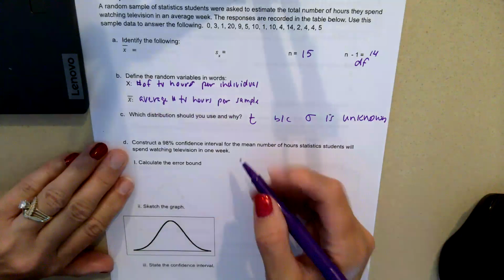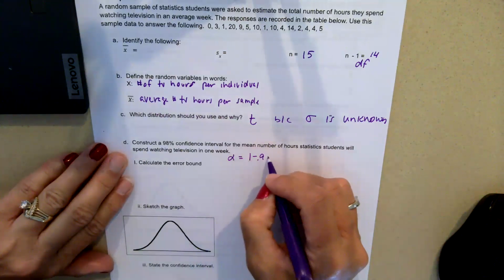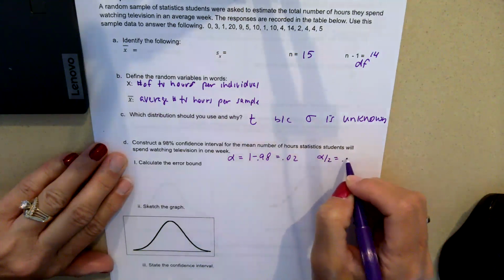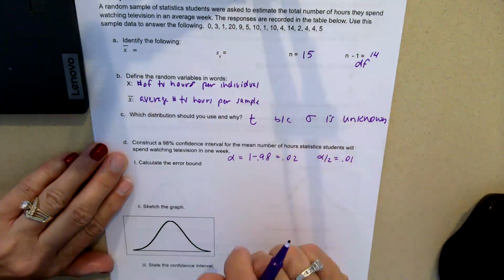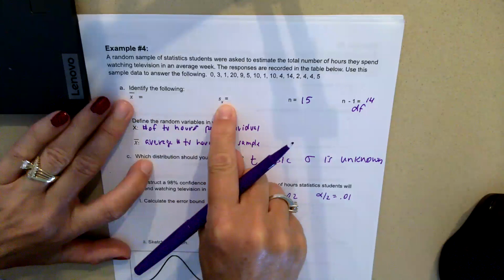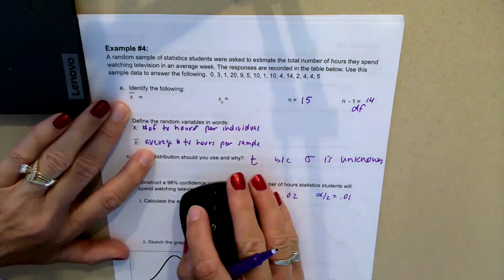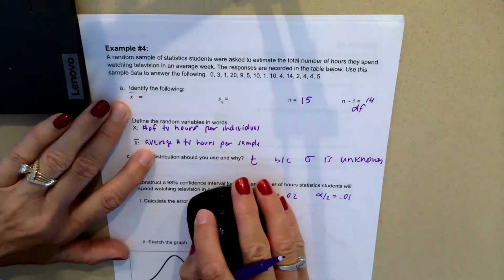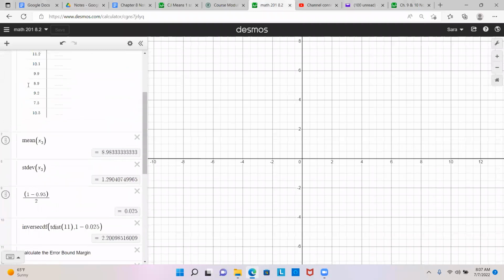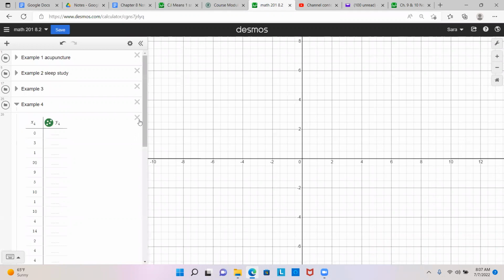Okay, so that means that alpha is equal to 1 minus 0.98 or 0.02. So alpha divided by 2 is 0.01. So we're going to need that. Okay, let's go to Desmos and find our sample mean and sample standard deviation. I encourage you to try this on your own. Let's go. This is example 4.